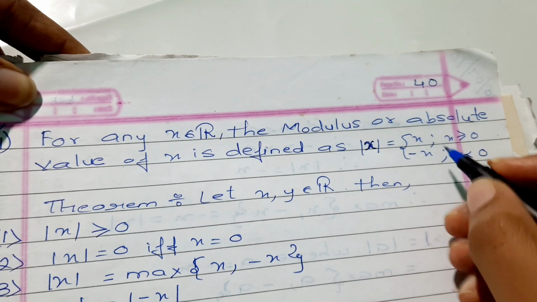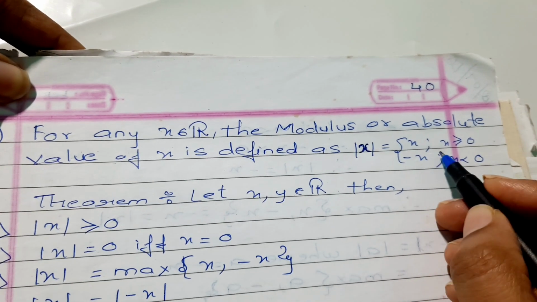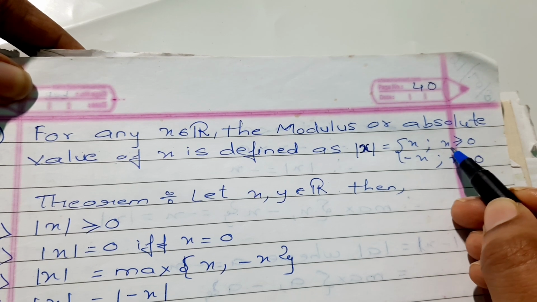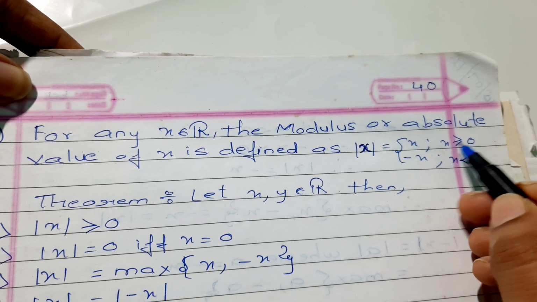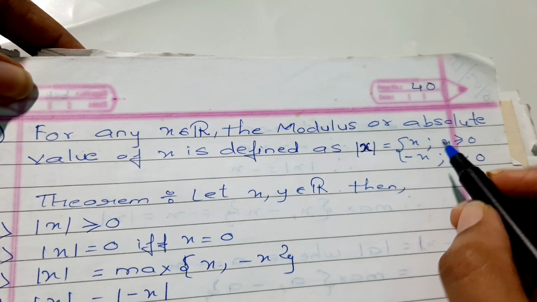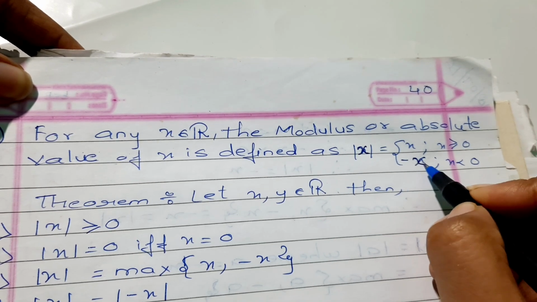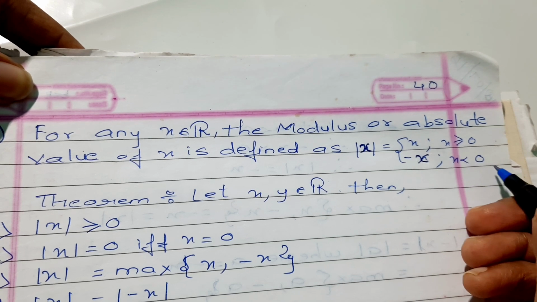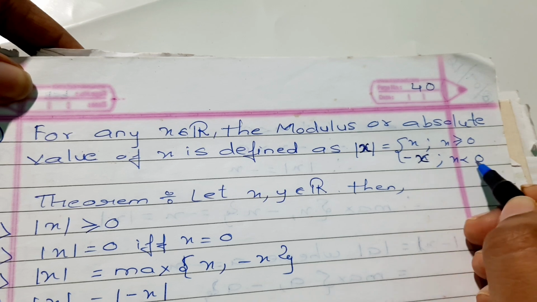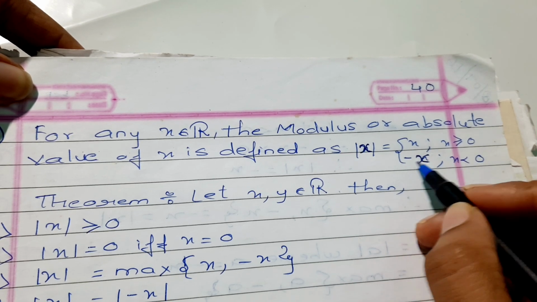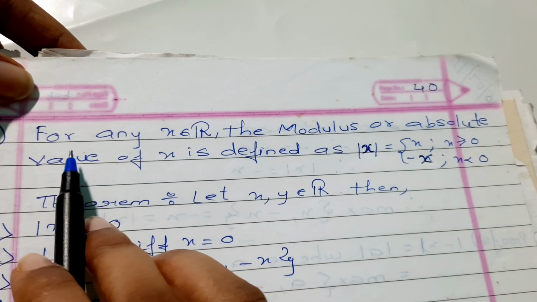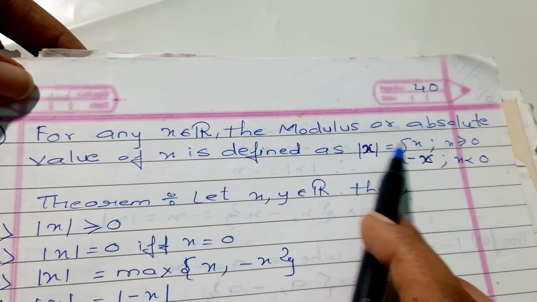Where you can see, for positive x, what is the condition? x will be greater than or equal to 0. And for negative x, x will be less than 0, that is, 0 will be greater than x. So this is the statement for the modulus or the absolute value of x.